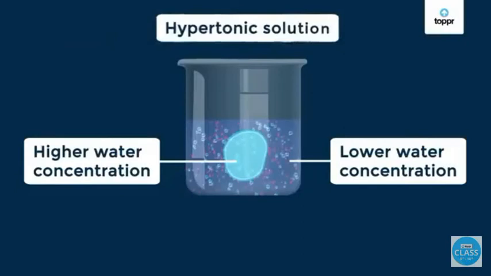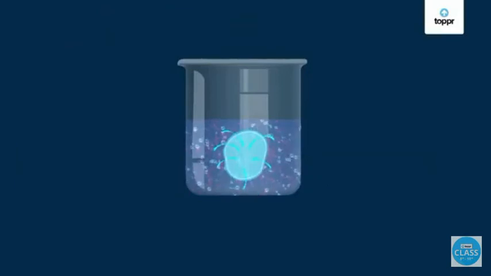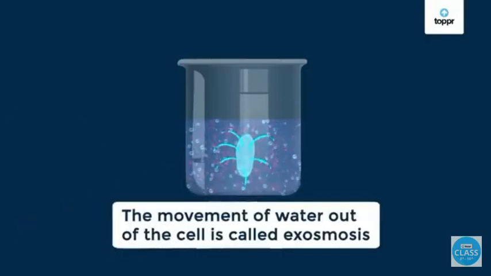The third possibility is that the water concentration in the surrounding salt water is lower than that inside the cell. Here the solution is said to be a hypertonic solution. Therefore, water moves out of the cell, causing the cell to shrink. This movement of water out of the cell is called exosmosis. Exo means exit.